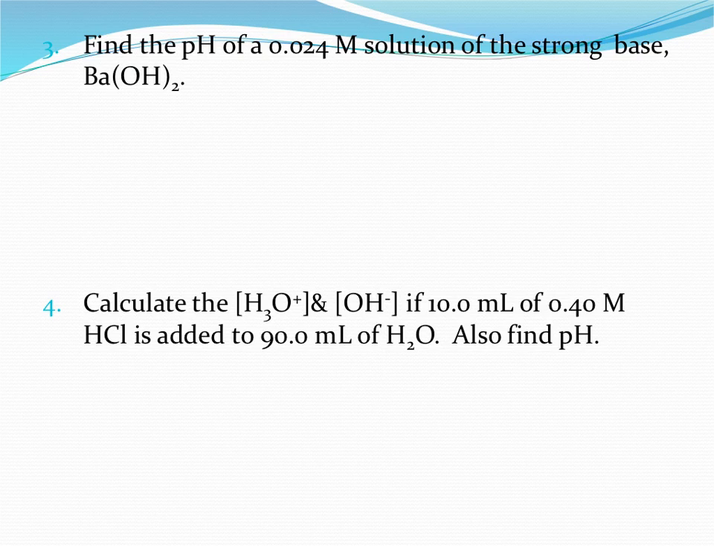Two more examples are here. So here we go. Find the pH of a 0.024 molar solution of the strong base barium hydroxide. So we're going to take a look at barium hydroxide.